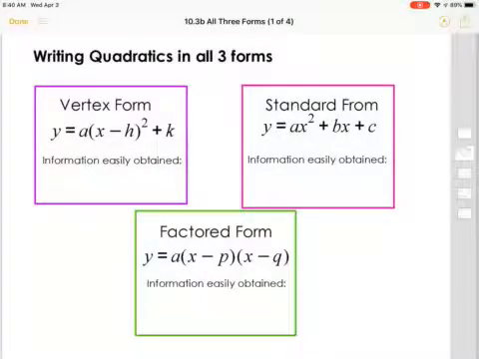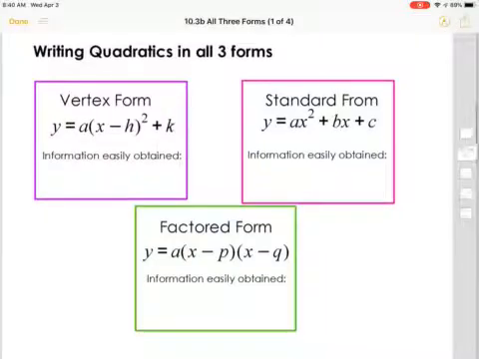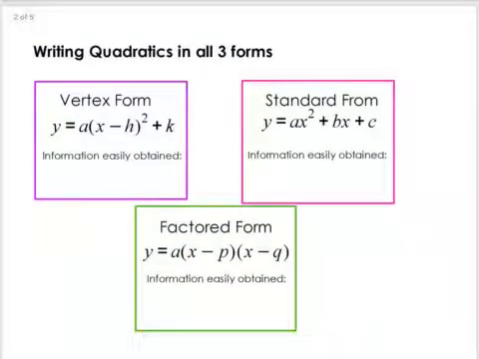10.3b is reviewing all three forms. So far in Algebra 1, we've talked about vertex form, standard form, and factored form. So a couple of reminders. Vertex form, y equals a times x minus h squared plus k. The information that we can find easily from this is our vertex, which is the point (h, k), and we can also easily find the a value.